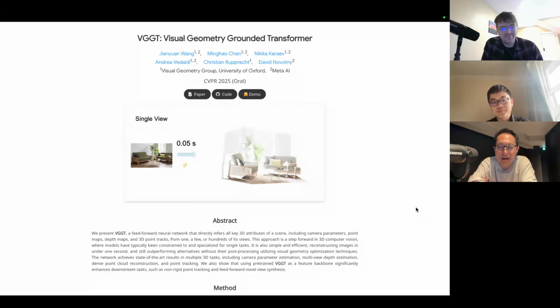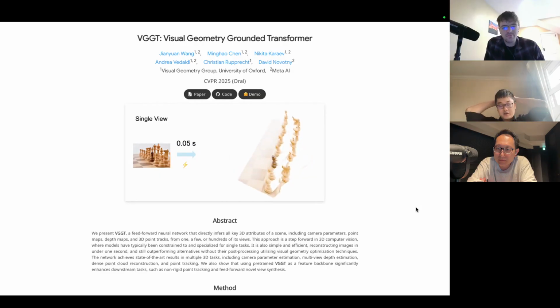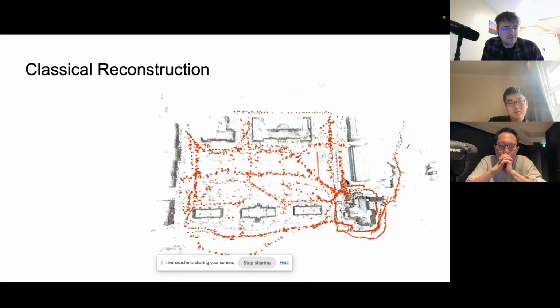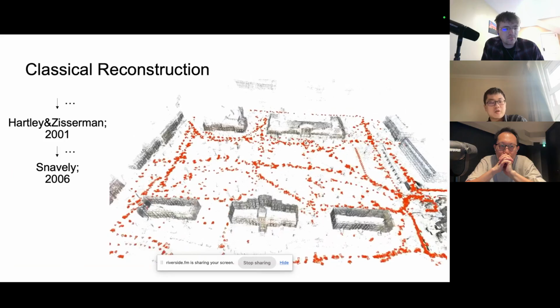Could you share a little bit about any motivation, any prior work that you were involved in that motivated you to do this work on VGGT? Actually, I have complete slides for this, so here are some animations. I would like to start from classical structure from motion.